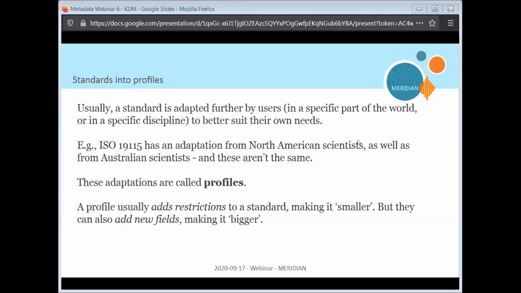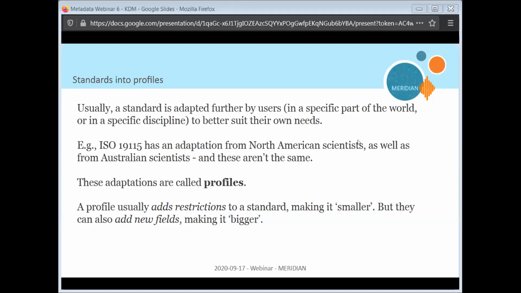So ISO 19105 has an adaptation made by North American scientists and one from Australian scientists as well, but they're not the same. These individual things are essentially profiles of the metadata standard. Profiles can either add new restrictions to a standard, making it smaller, by saying, if I have a field named name, it has to appear in order, last name, comma, first. Or we don't think the field on currency system is useful, so we'll omit that. But sometimes they can also add new fields and make it bigger. It's not as common, but it's still done.